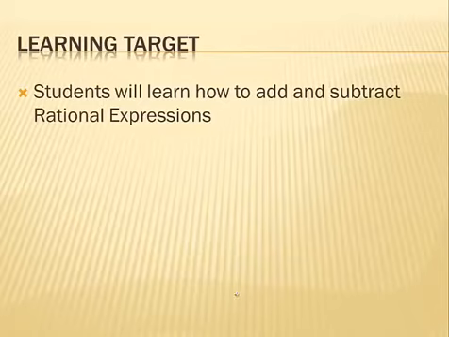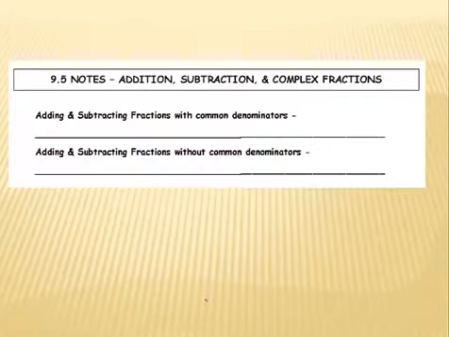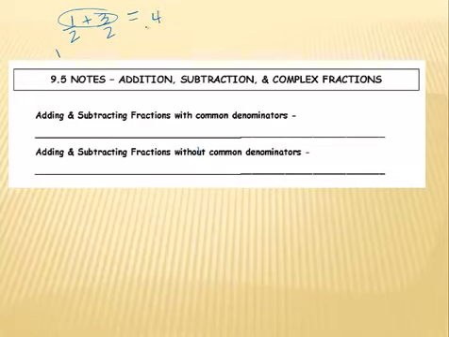The objective of this lesson is that all students will be able to learn how to add and subtract any rational expression. Before we get into that, let's back up and talk about how to add and subtract basic fractions. If I give you 1/2 plus 3/2, since these denominators are already the same, all you would do is add these together and we'll get 4 over 2. The denominator stays the same, which then results in just plain old 2.